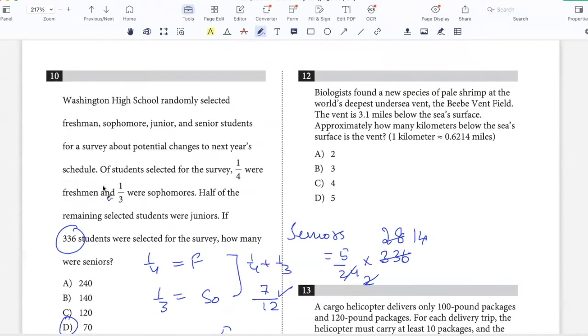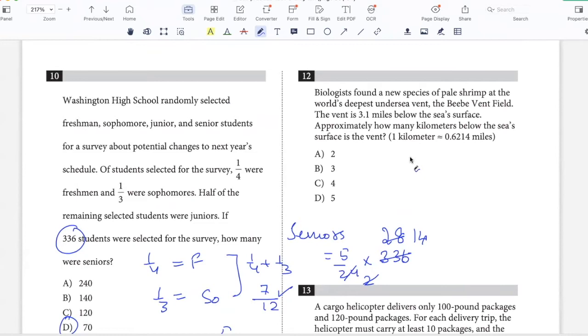Okay. Biologists found a new species of pale shrimp at the world's deepest undersea vent, the Beebe Vent Field. The vent is 3.1 miles below the sea surface. Approximately how many kilometers below the surface is the vent?